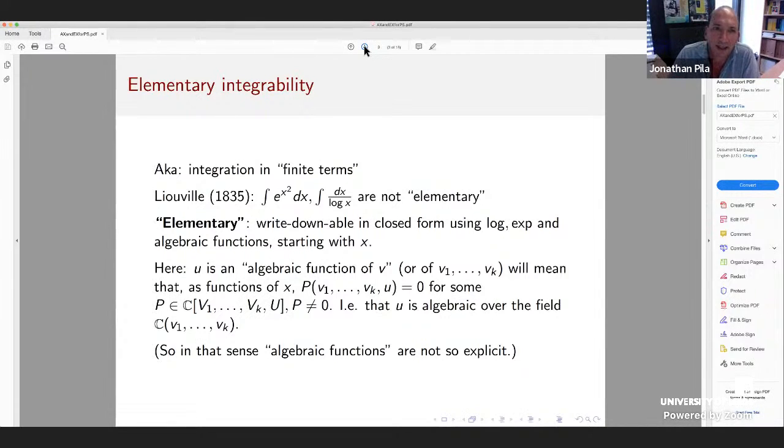And I think some presentations of integration in finite terms do restrict to using roots, nth roots, square roots, cube roots, some explicit root. In other words, that you can write down your integrand using buttons on your scientific calculator, but it really is more natural to allow all algebraic functions.